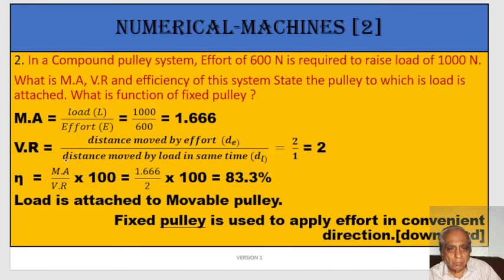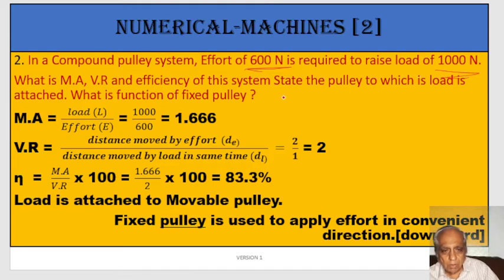So next sum, he says in a compound pulley system. So you should know the meaning of compound pulley system. Compound pulley system means it is having one fixed pulley and one movable pulley. Its velocity ratio is 2, mechanical advantage is 2 in case it is 100% efficient. But in this sum it says effort is 600 Newton and load I am raising is of 1000 Newton.